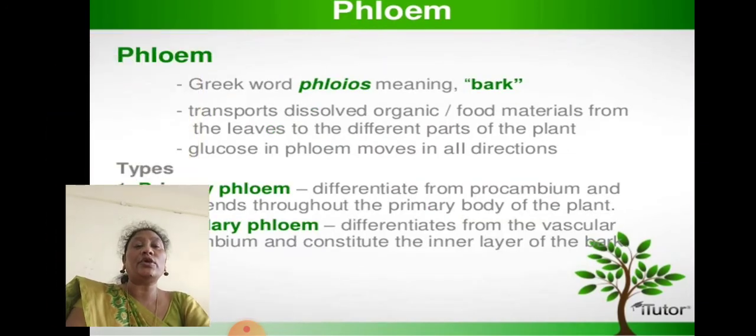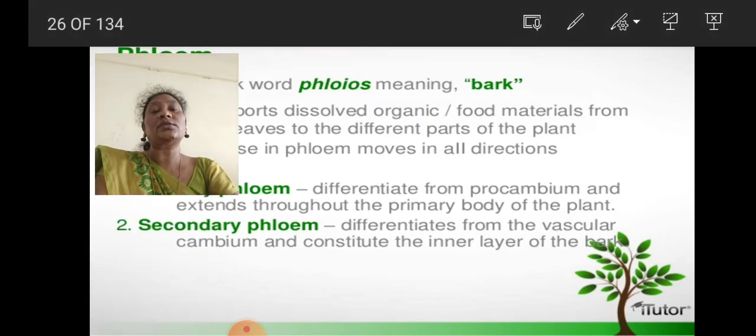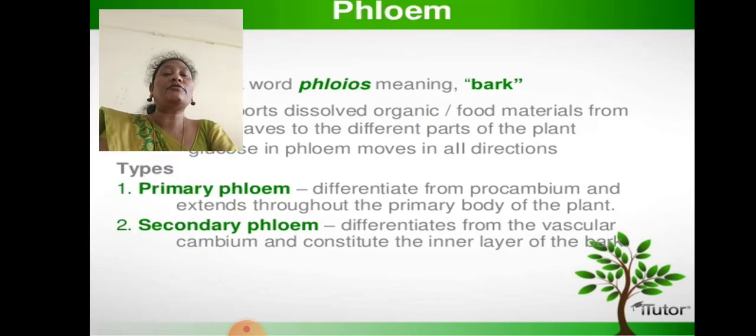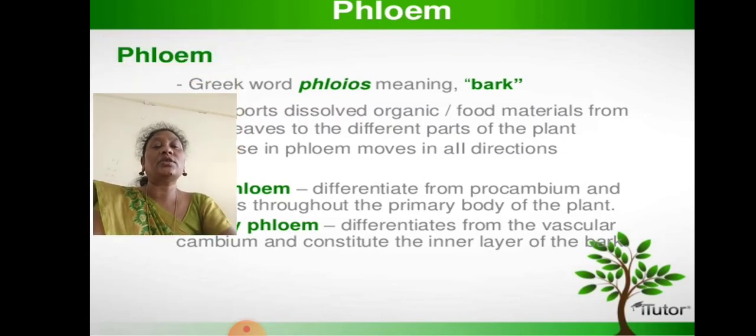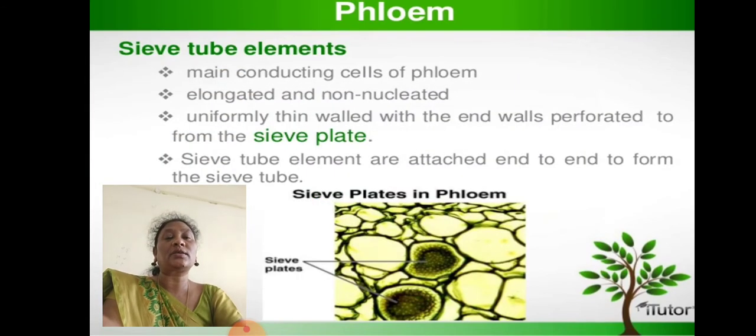Next one is phloem. The Greek word phloios means bark. It transports dissolved organic food materials from the leaves to the different parts of the plant, like glucose, and phloem moves in all directions. So the types of phloem are primary phloem and secondary phloem. The primary phloem differentiates from the procambium and extends throughout the primary body of the plants. Coming to the secondary phloem, it differentiates from the vascular cambium and constitutes the inner layer of the bark. So it is present in the inner layer of the bark.